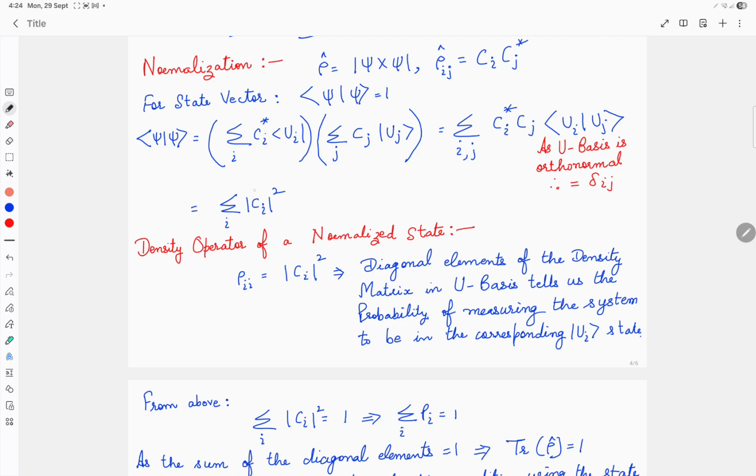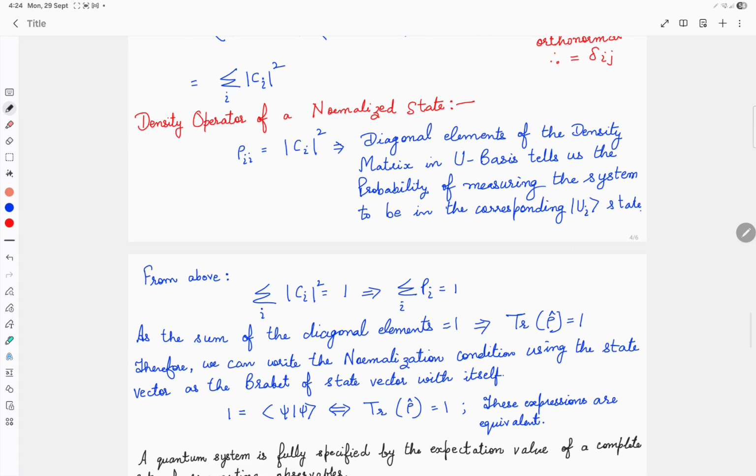Now if you look at this result, this is the case of a normalized state. The norm of the vector is given by this sigma mod Ci square. So this is basically rho ii if we put it in terms of the density operator, which will be equal to mod Ci square. So this has to be equal to 1. Therefore the diagonal elements of the density matrix in the U basis tell us the probability of measuring the system to be in the corresponding Ui state, right? And the sigma of mod Ci square has to be equal to 1.